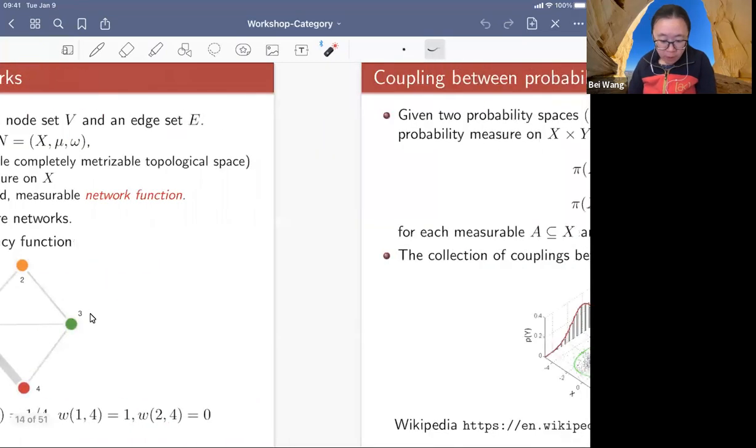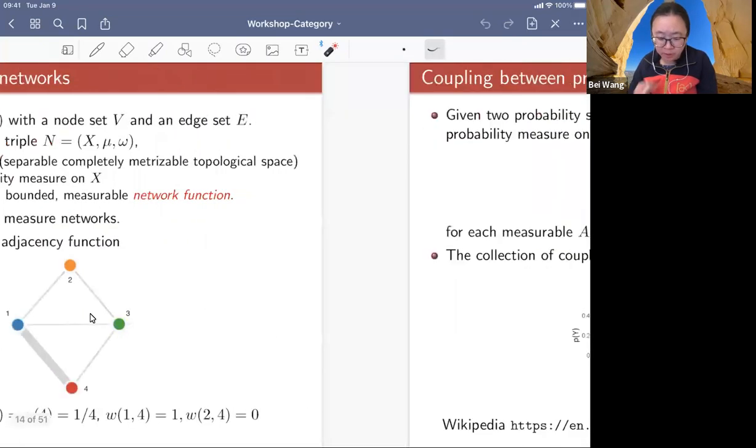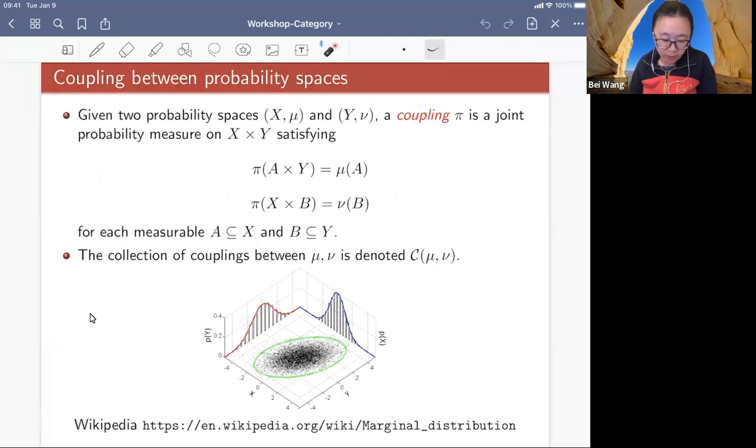Now, another additional thing I want to talk about, just a quick review. If you have probability spaces (X, mu) and (Y, nu), there's a coupling, which is basically a joint probability measure on the product space, such that its projection onto each individual space agrees with the original measure. In some sense, think about this essentially as the marginal distribution. So this comes up in the next slide.